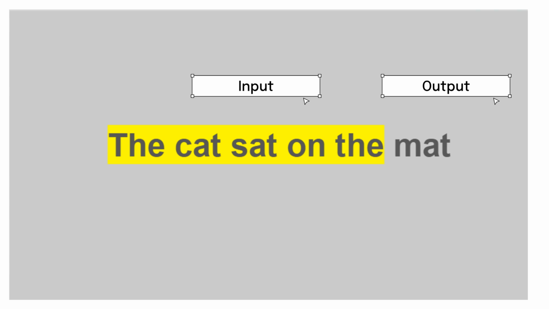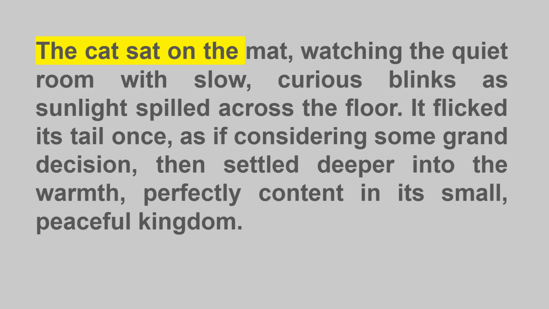Now we turn this training data into input-output pairs. For example, if the input is, "the cat sat on the," the correct output is "mat." Then we slide the window forward one word at a time. In this way, thousands, even millions of such examples are created for model training.